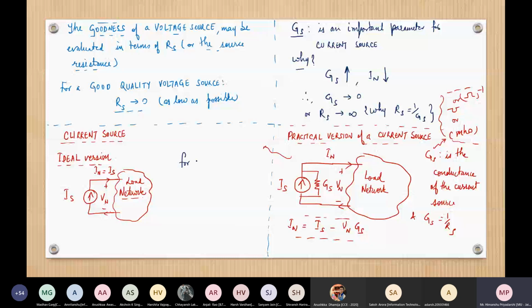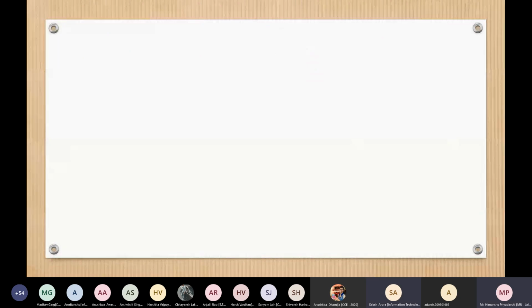For an ideal current source, GS equals 0. Okay. Is this much clear? Can I move ahead? Yes, sir. Thank you.